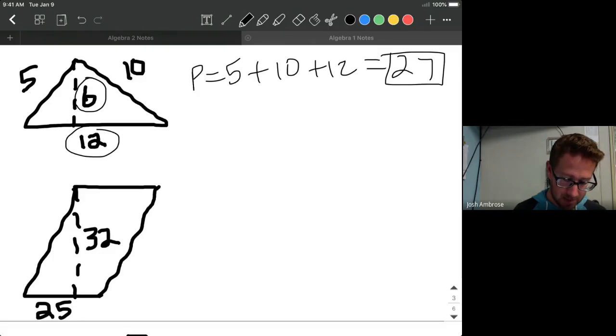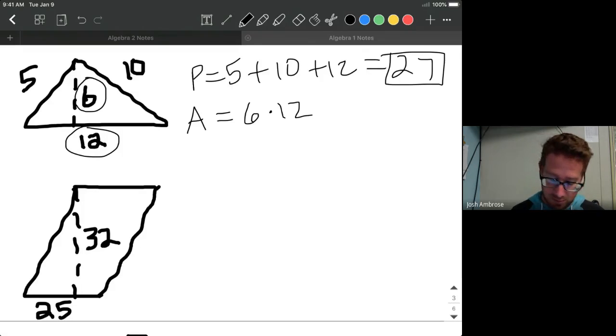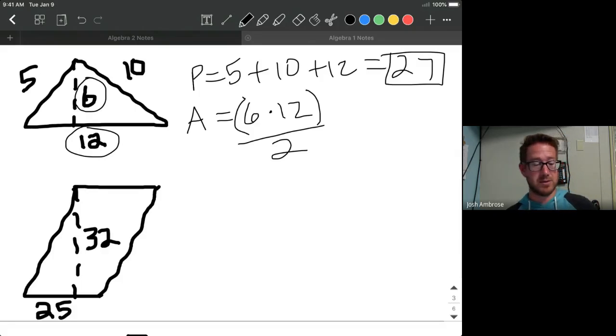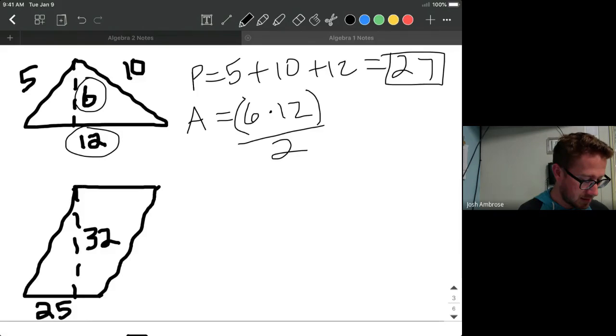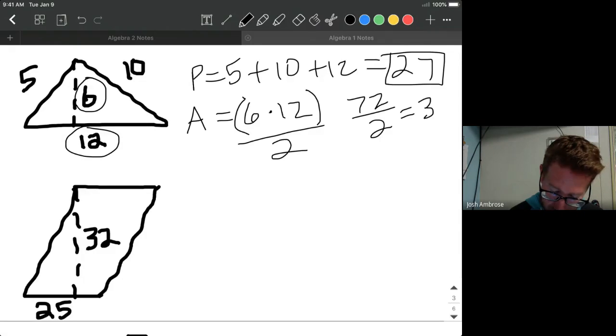So that is this guy right here, a height of 6, a base of 12. So for your area, you're going to do 6, which is your height, times 12, which is your base. And I'm going to put that in parentheses because you got to do that first. Then we're going to divide that by 2. Okay, so let's go ahead and take 6 times 12, get a 72, divided by 2, giving you 36.